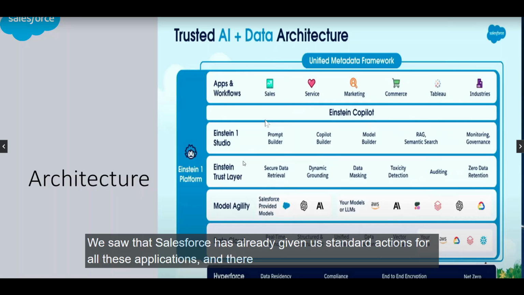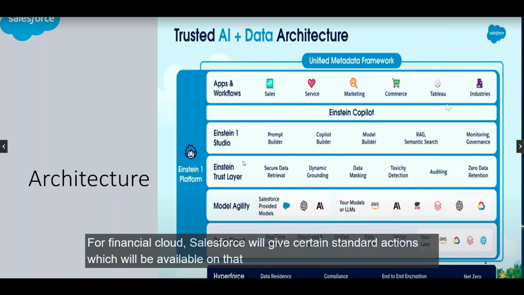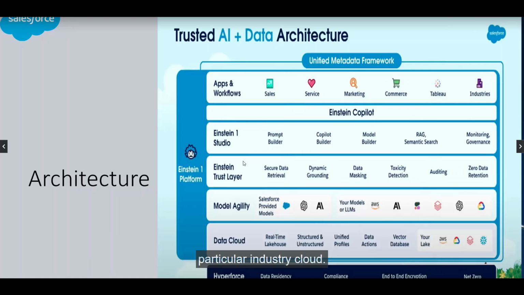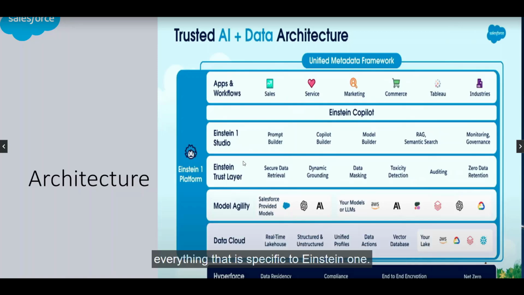We saw that Salesforce has already given us standard actions for all these applications, and there will be certain actions specific to the industries. For example, Health Cloud, Financial Cloud, Salesforce will give certain standard actions which will be available on that particular industry cloud. Now with this, we have Einstein One Studio, which is what we use to configure our Einstein Copilot for everything that is specific to Einstein One.